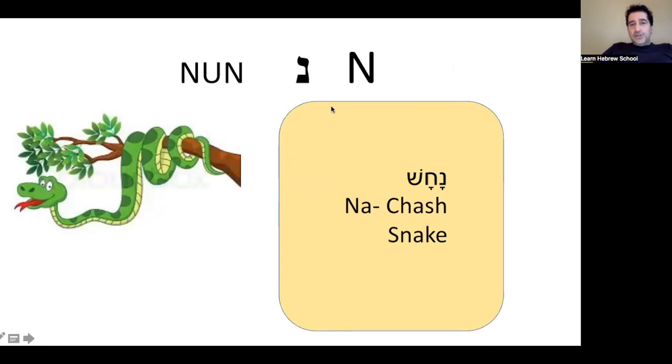The next letter is nun, like N in English. And we have the word nachash. Nun, chet, shin. The nun has an n sound, the chet has an a sound, and this is a shin, as the dot is on the right side of the crown of the shin. Nachash. Nachash yarok, green snake. Nachash is masculine.